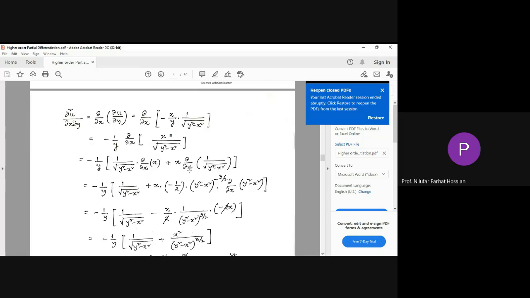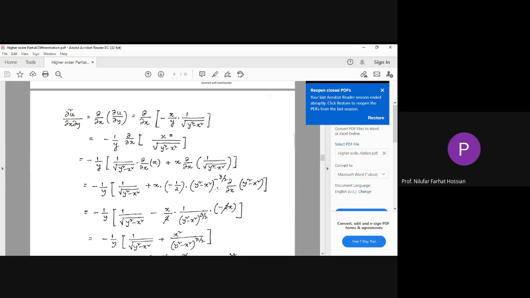So del x of 1 by root over x. 1 by root over x means x to the power minus half. So it should be minus half into x to the power minus half minus 1. That means minus 3 by 2. So again, this is not simply x, it is y square minus x square. So you have to perform the differentiation again for this y square minus x square with respect to x.